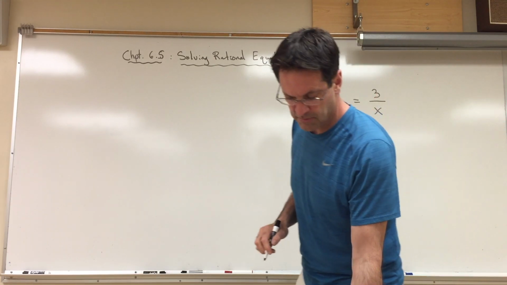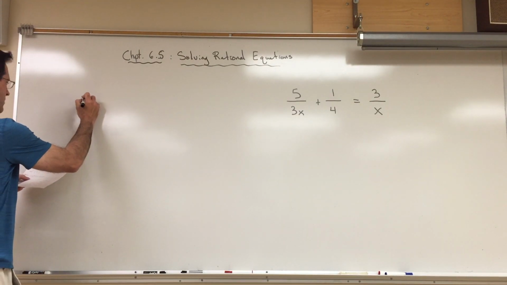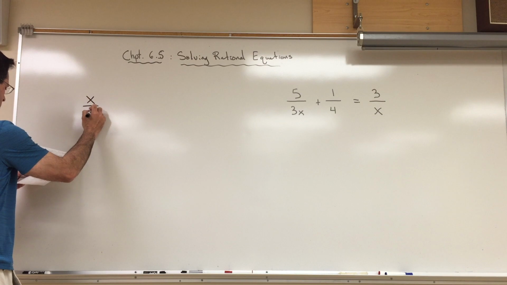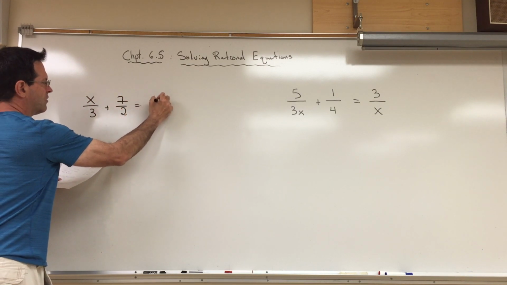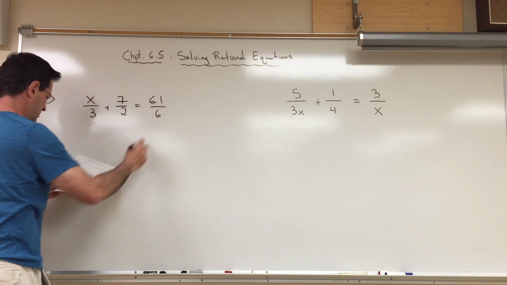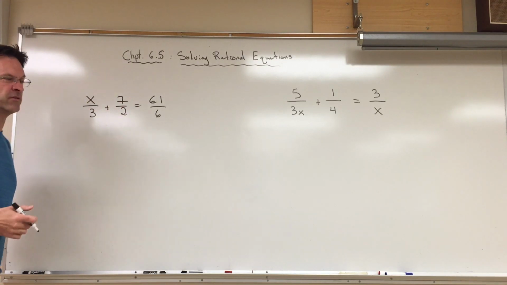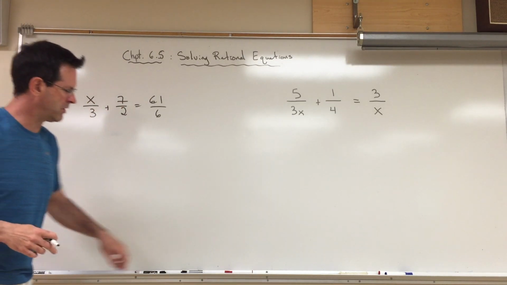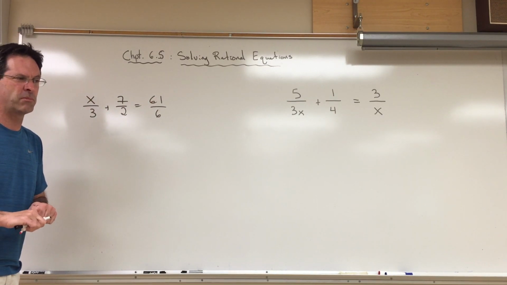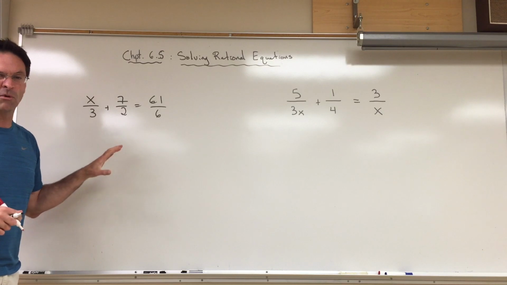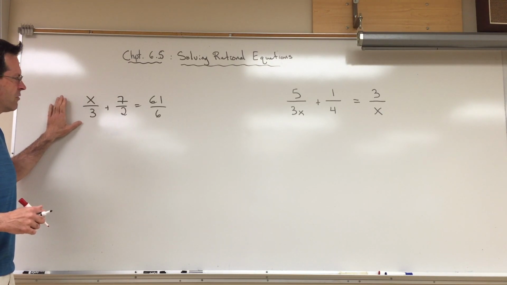Now if you recall, let's take a look at this. Here's an equation. x over 3 plus 7 over 2 equals 61 over 6. What's unfriendly about this? Well, it has fractions in it. We don't want to use fractions, but if you recall, there's a multiplication property of equations. We can multiply the equation by any number we want. We can come up with a new equation that will have the same solution as this equation.